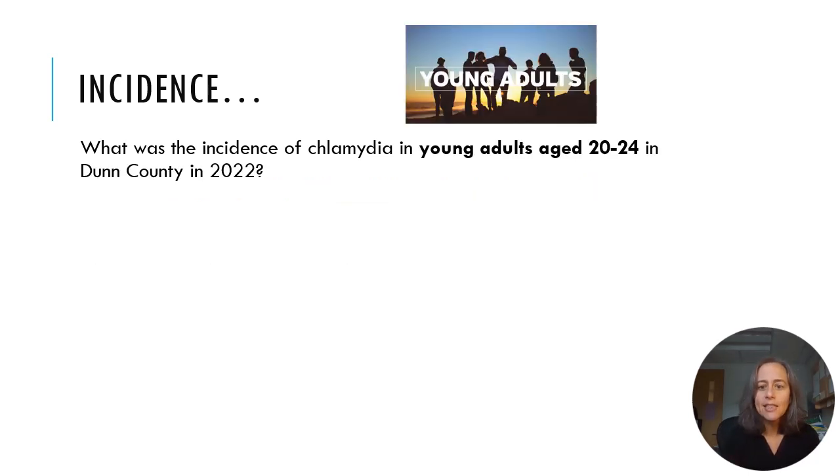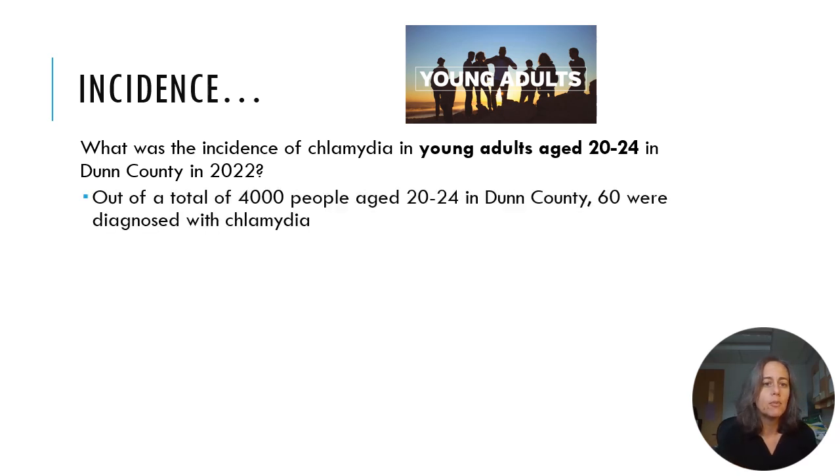So let's look at the incidence of chlamydia infection in young adults. I'm going to pick people aged 20 to 24 to make it very relevant to most of you, in Dunn County in 2022. You can also find that information from the same website. And you can find that there were about 4,000 people aged 20 to 24 in Dunn County in 2022, and 60 of them were diagnosed with chlamydia.